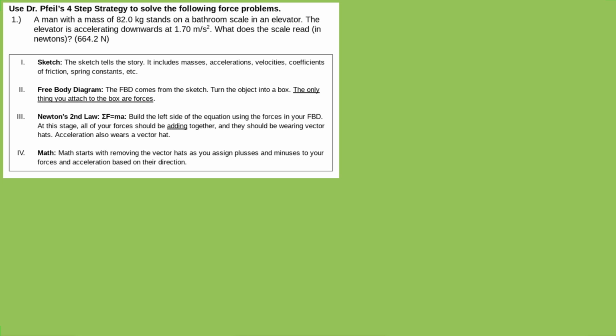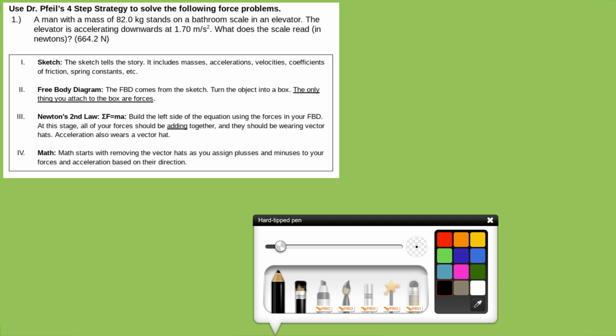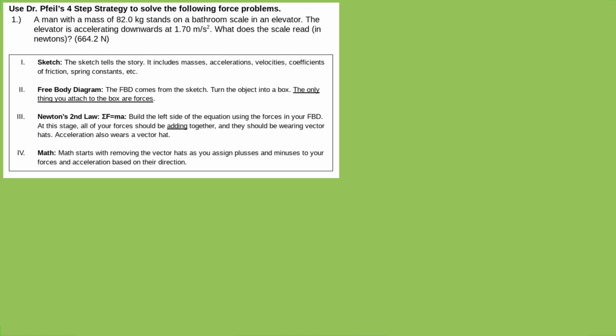We've got a man with a mass of 82 kilograms standing on a bathroom scale in an elevator, which sounds a little contrived, but honestly it is the best way to do these things. The elevator is accelerating downwards at 1.70 meters per second squared, so we want to figure out what the scale reads in newtons. Important to remember that scales don't actually read weight all the time, but they do always read normal force. They're telling you how much they're pressing back on the thing.